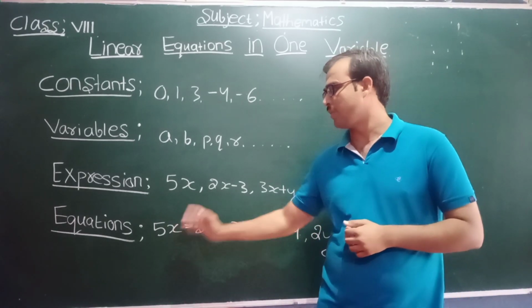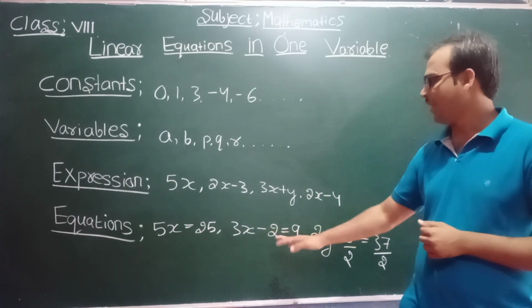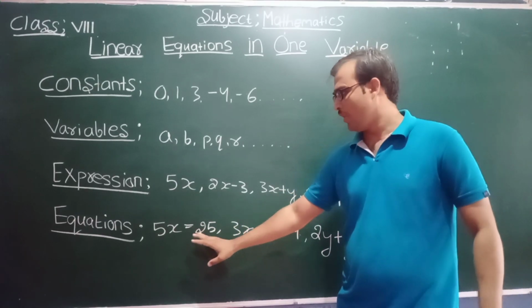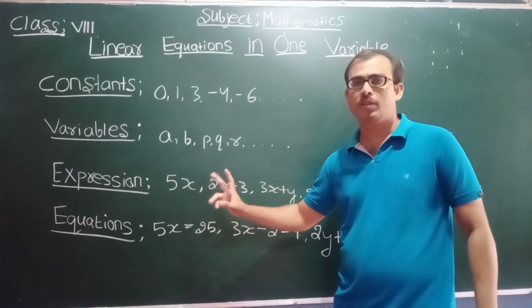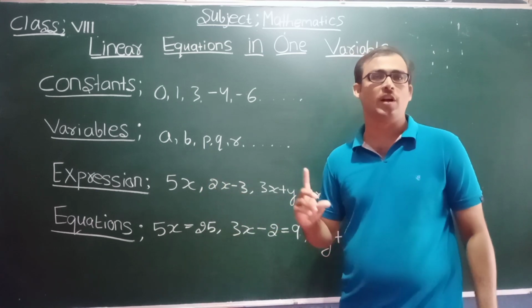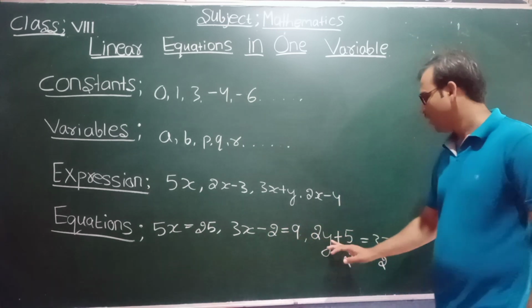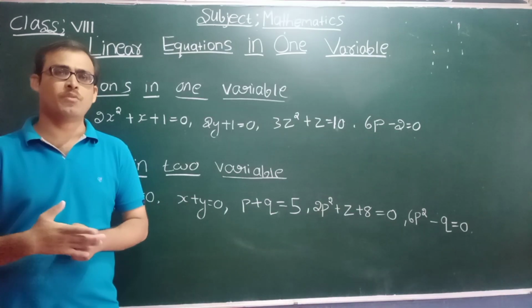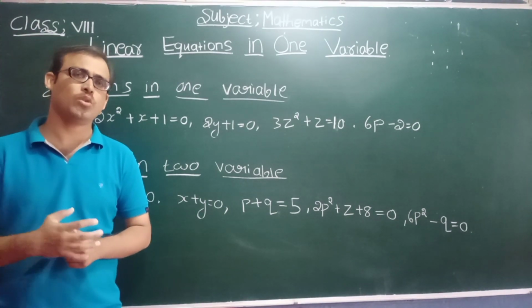Some examples of equations are 5x = 25. Here, can you see the equality sign? What is the difference between an expression and an equation? If an expression has an equality sign, it is called an equation. Look here: 3x - 2 = 9, 2y + 5/2 = 37/2. Now we shall see equations in one variable as well as equations in two variables.